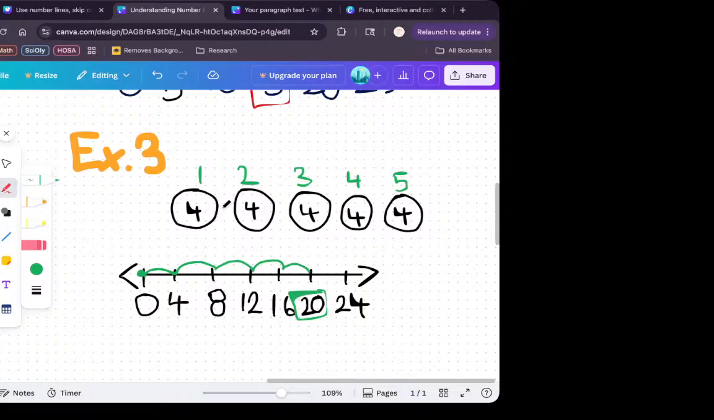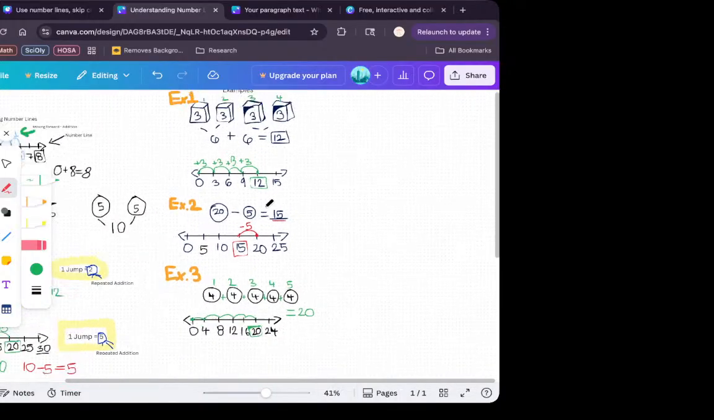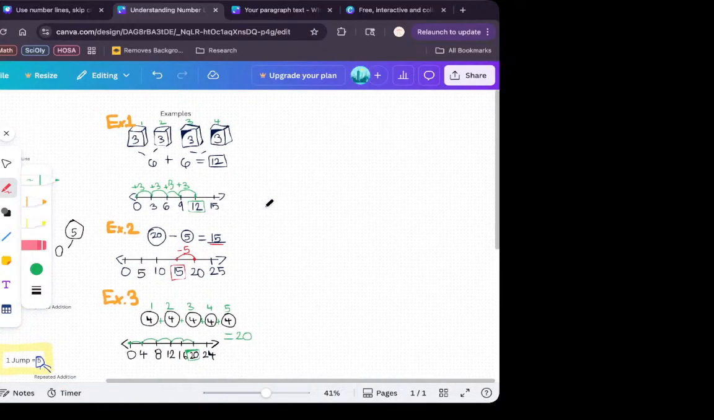How do we prove it? 4 plus 4 is 8, and then 4 plus 4 again is 8, and then 8 plus 8 is 16, and then 16 plus 4 equals 20. Okay? That is how you backtrack and use a number line to prove your answer. Now let's go over the homework. I'll give you guys a quick minute to check if you're missing anything.